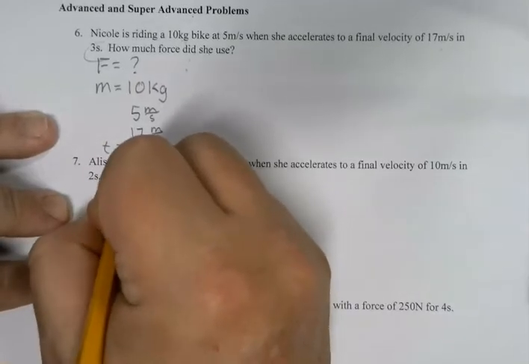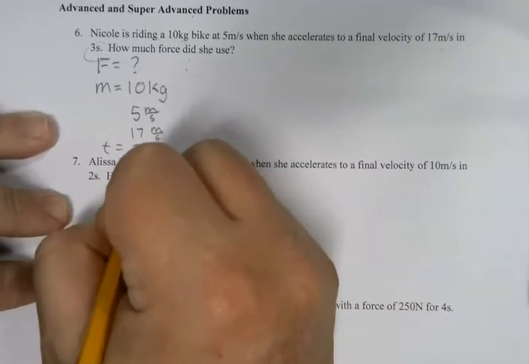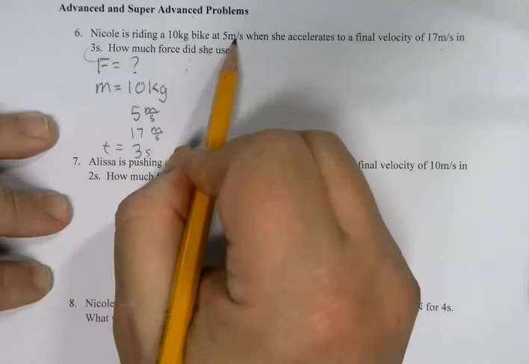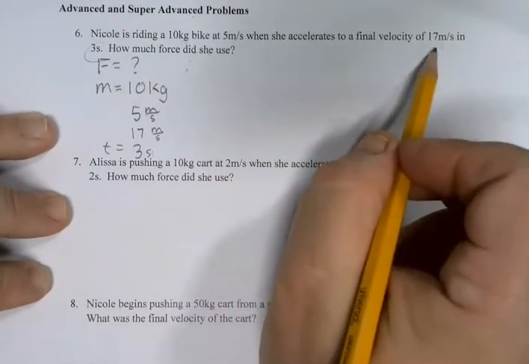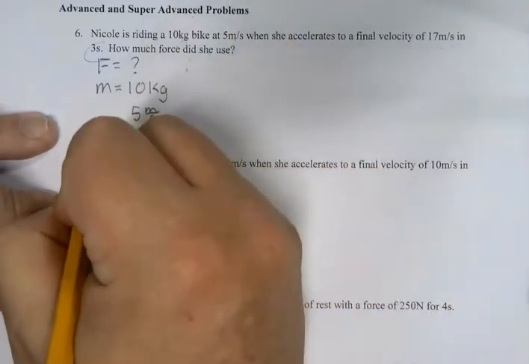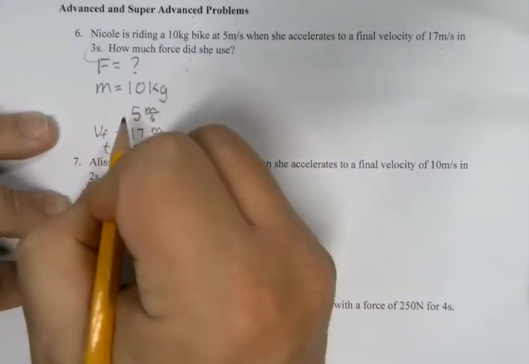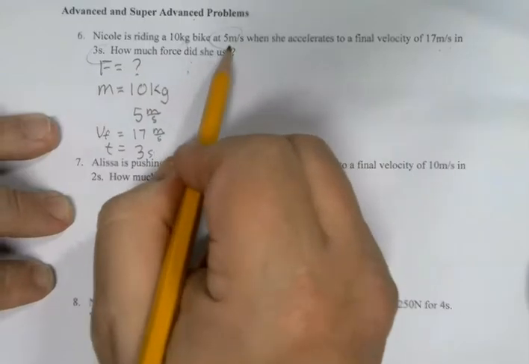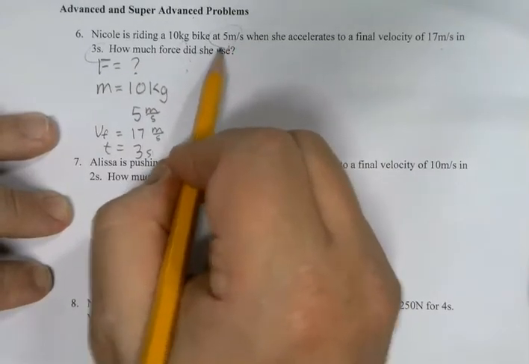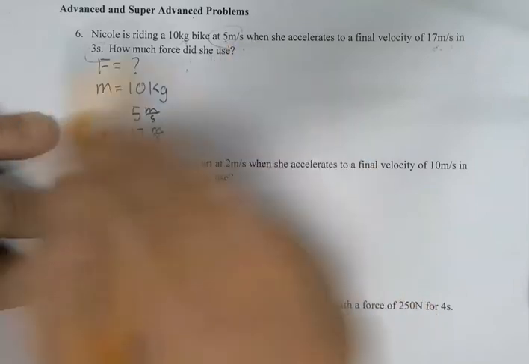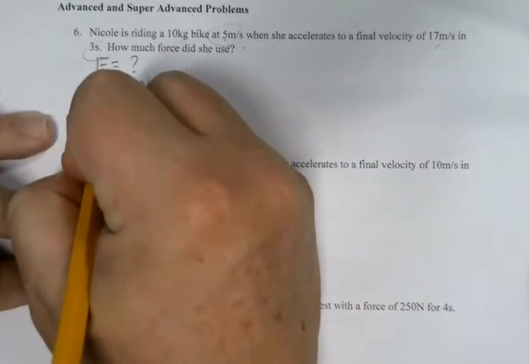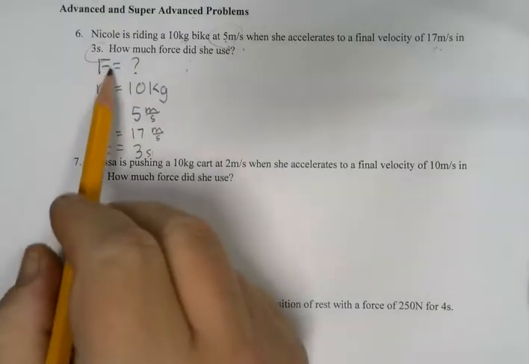So we will determine what the velocities are. So she's riding at 5 meters per second and she accelerates to a final velocity of 17. So the final velocity is this. This is VF. And this has got to be VO. That's her velocity at the beginning of the problem. It can't be the velocity all the way through the problem because she ends up going 17. So it's the velocity at the beginning of the problem. So that's VO.